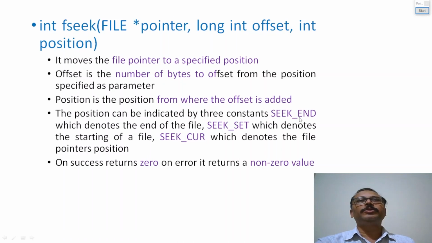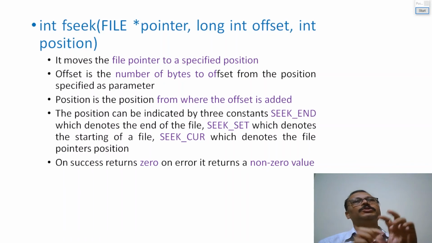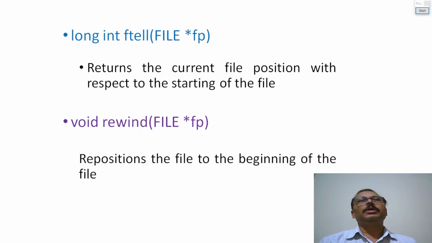And relative to this one, offset. Offset refers to the displacement, with respect to the beginning of the file, or the end of the file, or the current position within the file. So you will be moving to that new position. There are other functions also like ftell, which returns the current file position with respect to the start of the file. You may use these rarely. Similarly, rewind repositions the file to the beginning of the file. So these are some of the file handling functions.